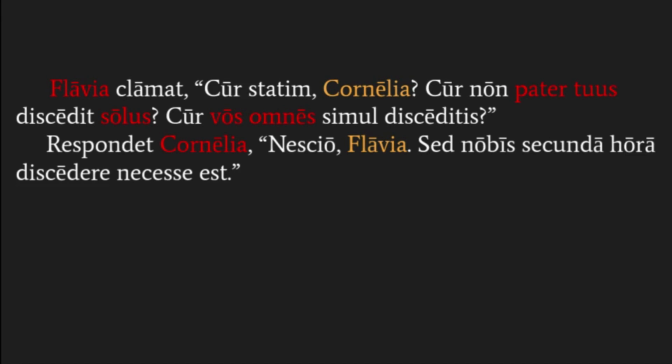Right? Flavia has a similar question. She's saying, why doesn't your father go by himself? Why do you all need to leave? Then you have respondet Cornelia. So Cornelia responds. Nescio Flavia, sed nobis secunda ora discedere necesse est.